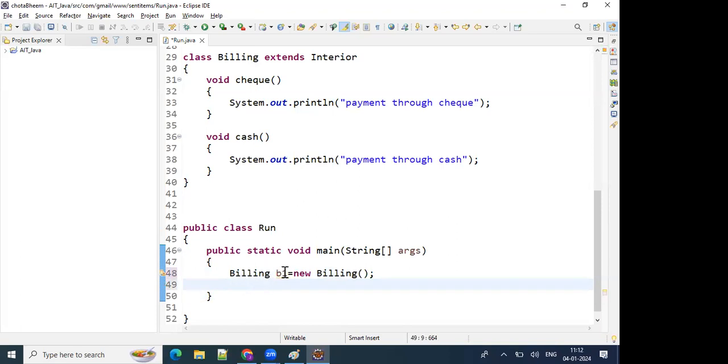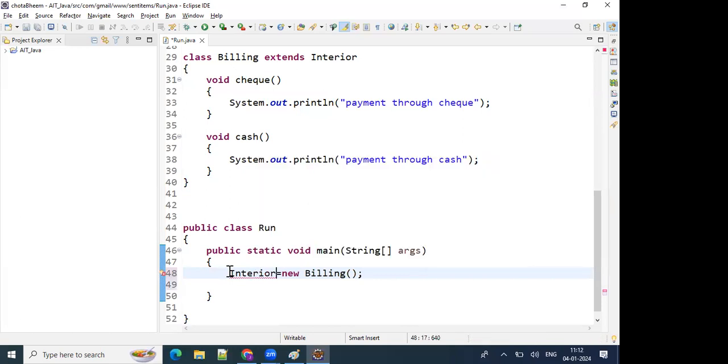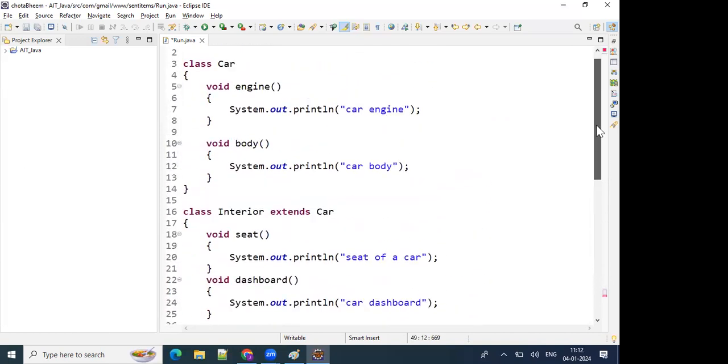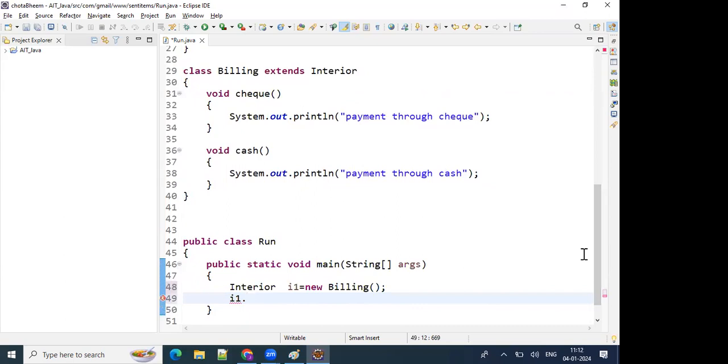But what if you change the reference variable? Change it to interior. You can see body, dashboard, seat, and what? Engine. See? Only four methods. Why only four methods? But which object do you have? Billing object you have. Understanding?